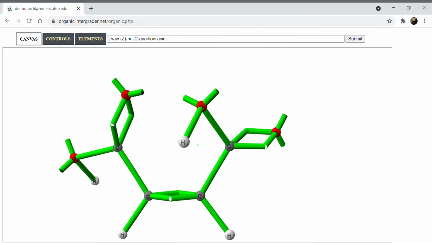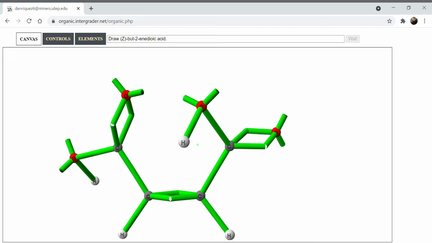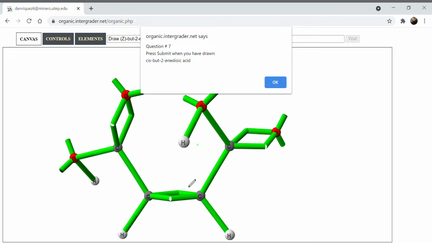Okay, so let's submit that and see if that's right. And again, you only have to check the priorities when you have a double bonded carbon like that.